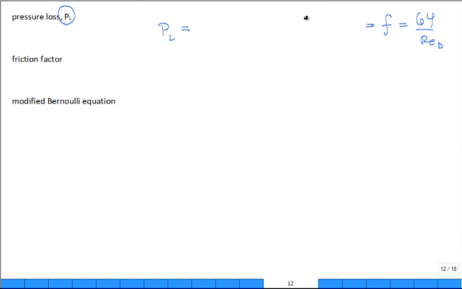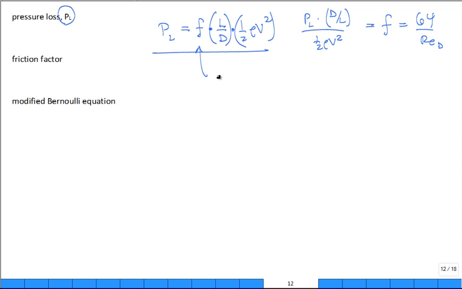I guess I should be consistent. PL times L over D divided by 1/2 rho V squared. So it's the friction factor times, this is really L over D. This is D over L. Yeah, that's D over L right there. So now it's L over D times 1/2 rho V squared. And so for laminar flow, you can replace friction factor by 64 over the Reynolds number.